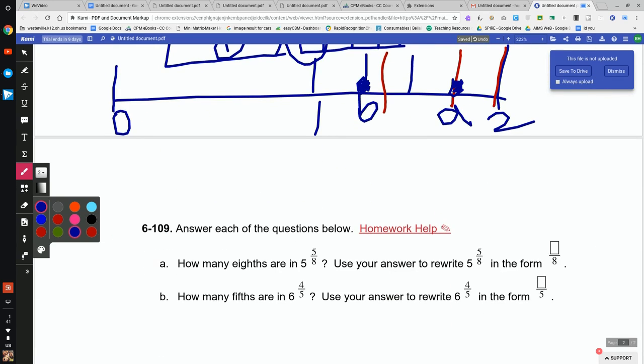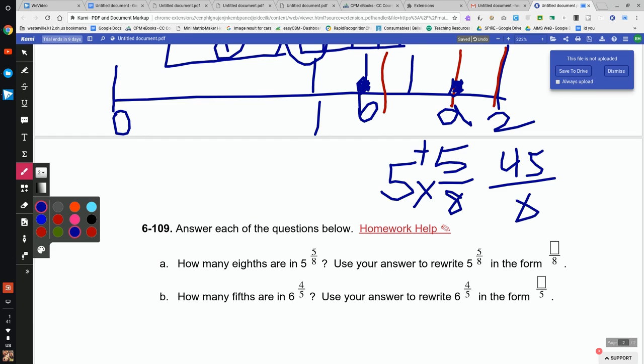Heading on the back, how many eighths are in 5 5/8? Again, we can turn our mixed number into an improper fraction, multiply by the whole number, add the numerator. So 8 times 5 is 40, plus 5 is 45/8. So that should be right here.